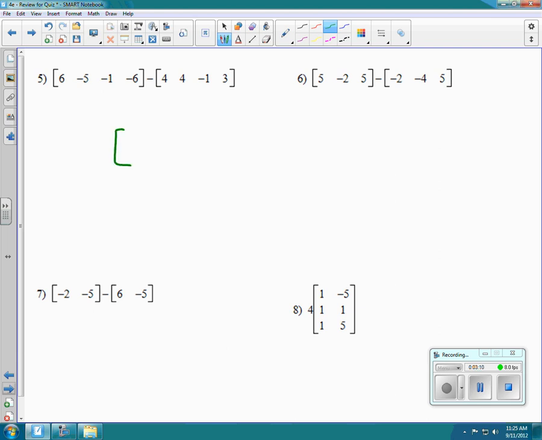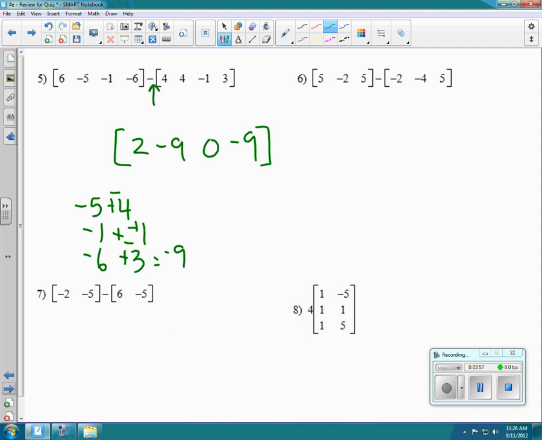So the first entry in each, we have 6, and we are subtracting 4. I have to remember that this is subtraction, not addition. So 6 minus 4 will give me 2. -5 minus 4 will give me -9. And I can write that out just in case I'm not sure. When I'm subtracting, I can add the opposite. The next one is -1 minus -1. And if I write that out, it becomes -1 plus 1, which is 0. And the last one is -6 minus 3, which once again, if I add the opposite, it becomes -9. So that's my last entry.